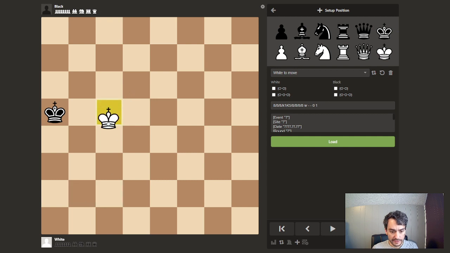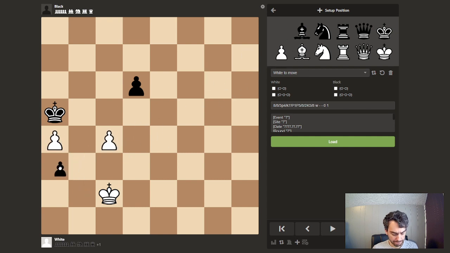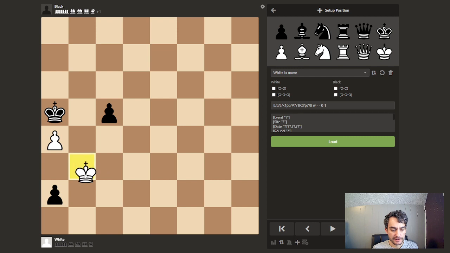Going back, let me set the original position up. So again, we sack this pawn. Pawn goes here, here, and again, if he queens, of course we have to take it, right? Then after he takes, again, we have the opposition. So I think that's what the solution is.